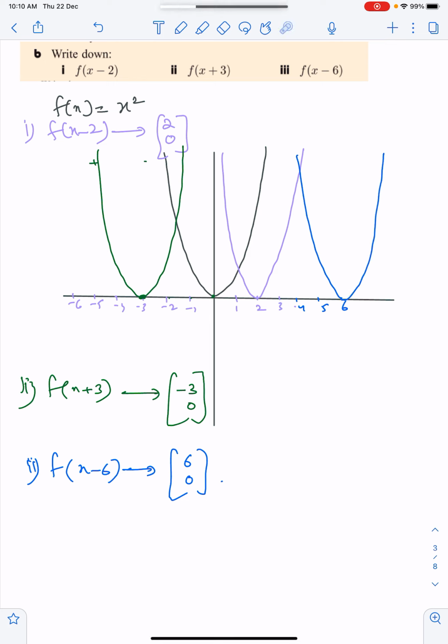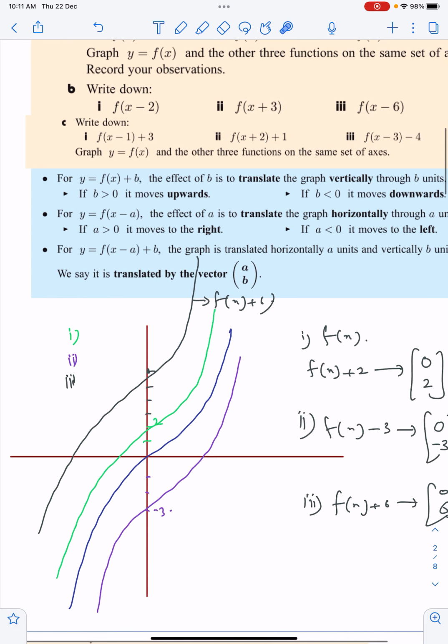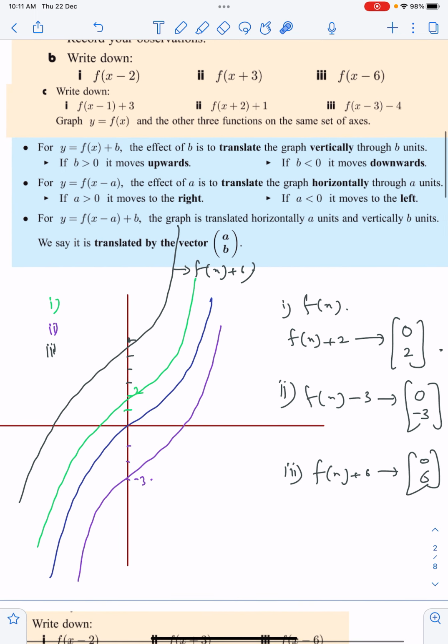This is the graph. Okay, in case of horizontal translation, you have to remember one thing, and that is, if it is a negative sign, the graph is going to go onto the right, and if it is a positive sign in the bracket, that means the graph is going to go onto the left. This is a translation by (2, 0), this is a translation by (-3, 0), and this is a translation by (6, 0). Okay. Now, if you can just observe this, if y equals f of x minus a plus b, the graph is translated horizontally by a units and vertically by b units.